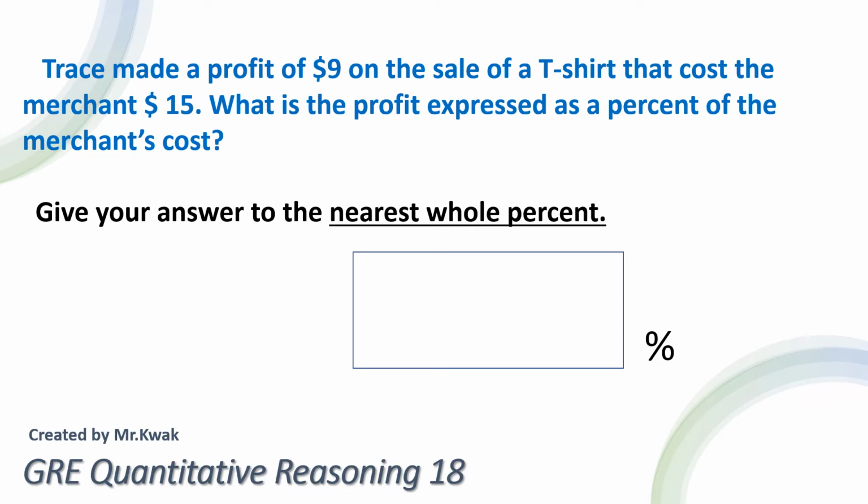Let's get it, guys. Then let's read the question once again slowly together and underline or circle the very important factors. Trace made a profit of $9 on the sale of a t-shirt that cost the merchant $15. The merchant is Trace. What is the profit expressed as a percent of the merchant's cost? Give your answer to the nearest whole percent.